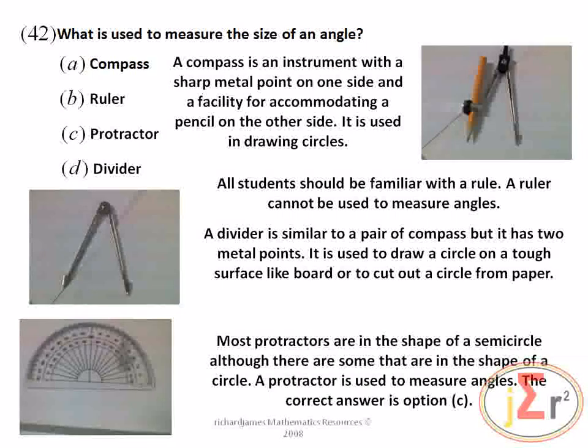Most protractors are in the shape of a semicircle, although there are some that are in the shape of a circle. A protractor is used to measure angles. The correct answer is option C.